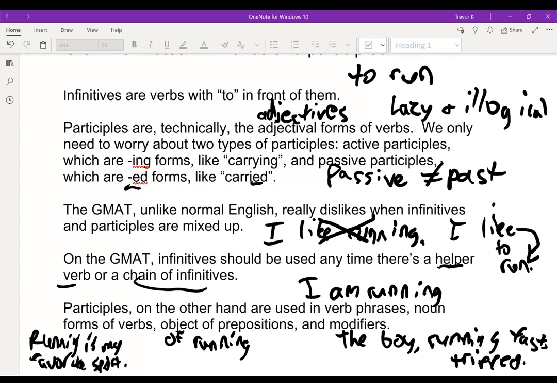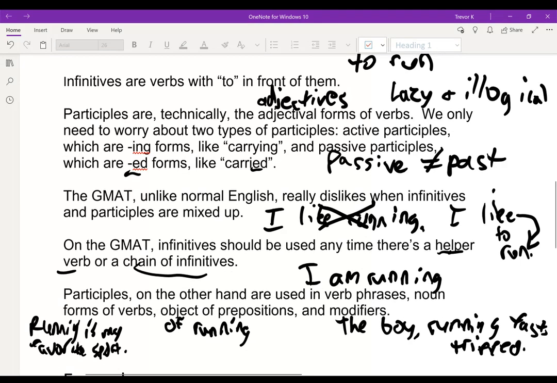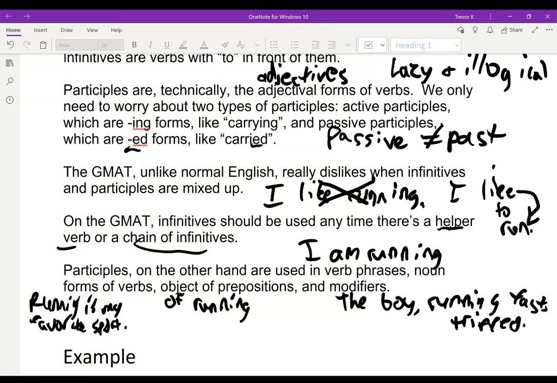So just be careful here. Infinitives need to be used anytime there's a helper verb or a chain of infinitives. I like to run, or I use my shoes to run. Participles are used in verb phrases, noun forms of verbs, objects of prepositions, and modifiers. So people get this mixed up all the time, mainly because normal English is not strict about this. GMAT English is. So with that in mind, let's go through an example.